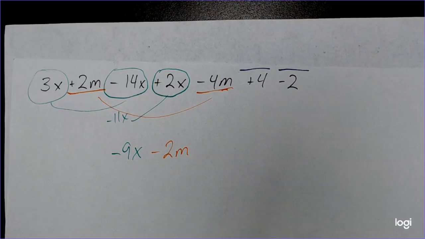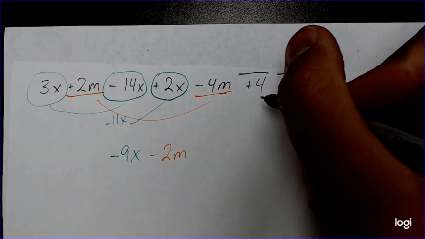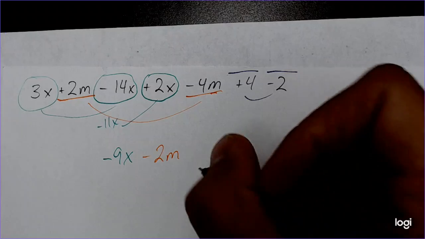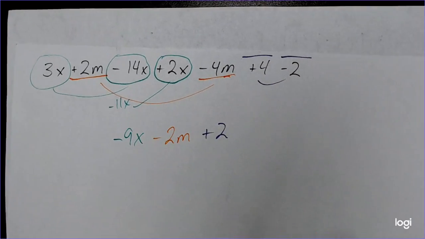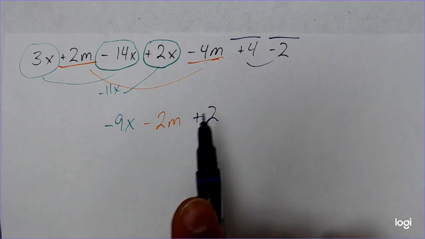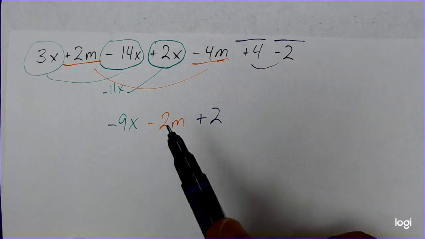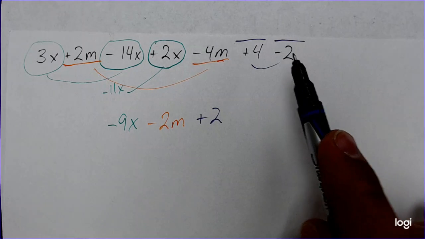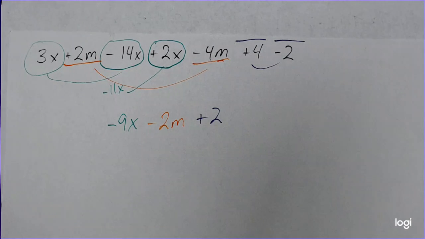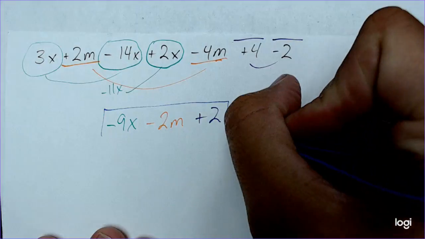The last one, whole numbers. This is just good old-fashioned algebraic addition. Positive 4 plus negative 2 is just going to give me positive 2, right? Now, once I've added all my like terms, this is as simple as this expression can get, right? So all I'm doing is rewriting this algebraic expression to make it as simple as possible, and this is my final answer right here, negative 9x minus 2m plus 2.